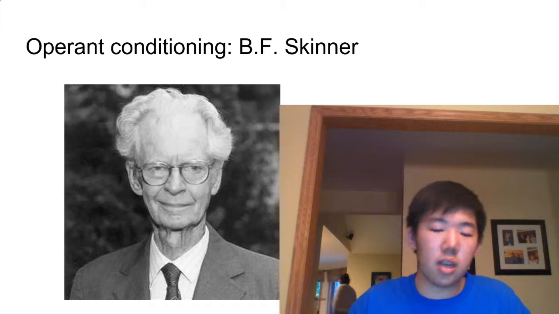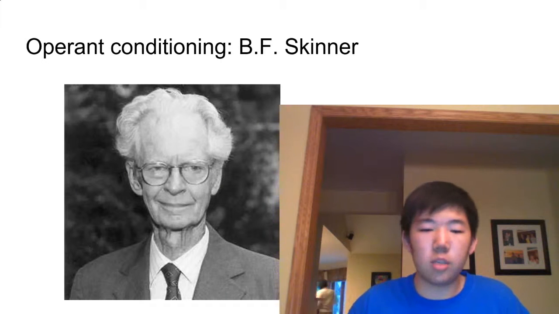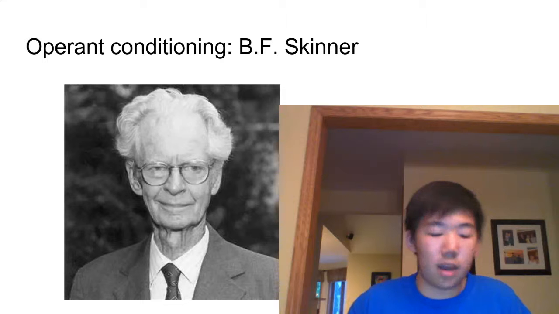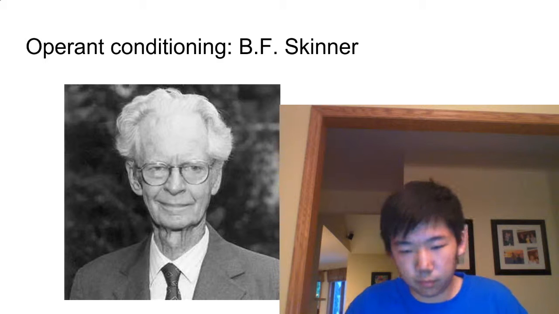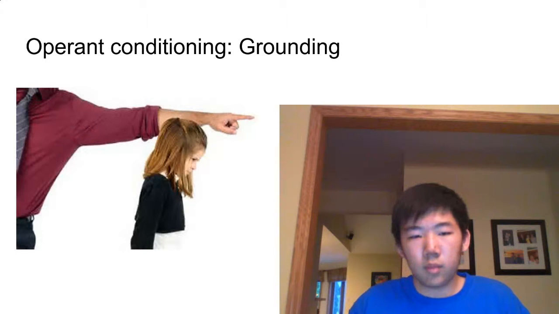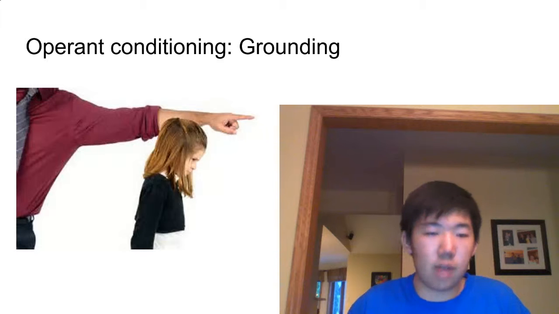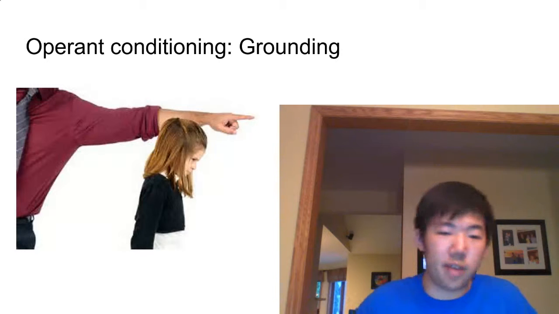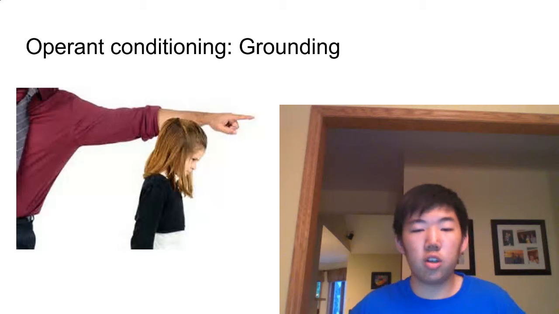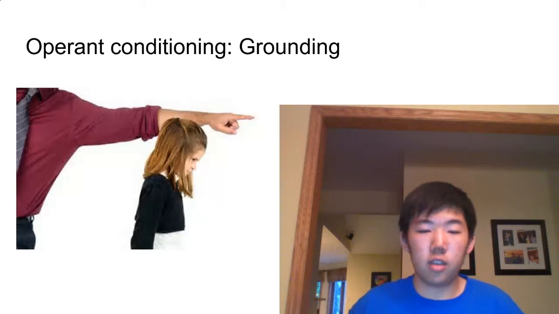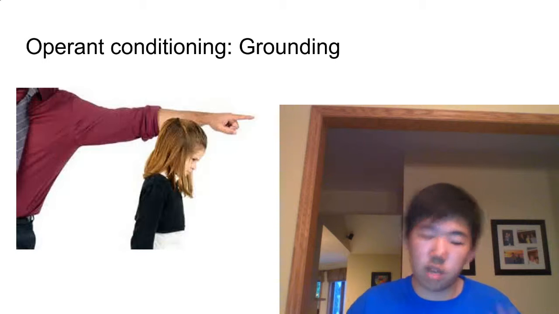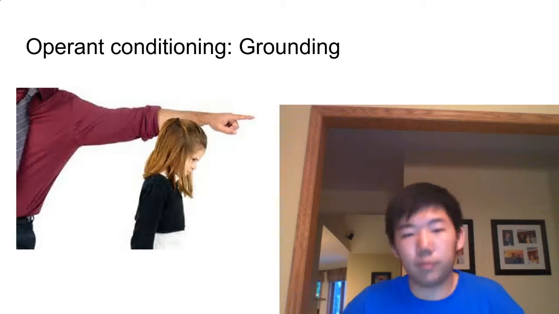The main person in operant conditioning was B.F. Skinner, who was the first person to really study operant conditioning and all of its ins and outs with the Skinner box. A good example of operant conditioning is grounding. Grounding is a form of negative punishment in which a good thing is removed to decrease the likelihood of an action.